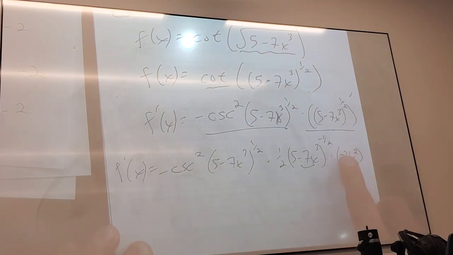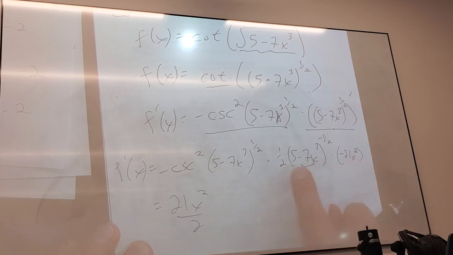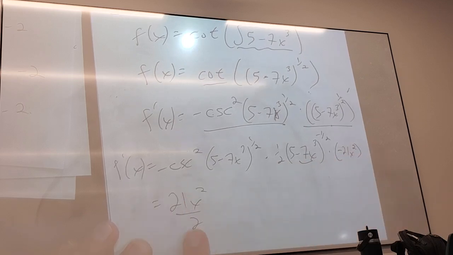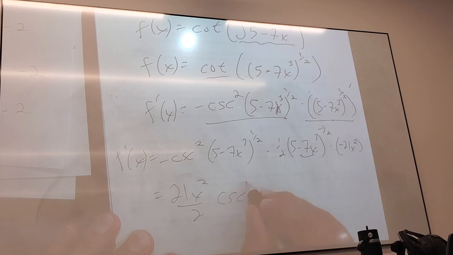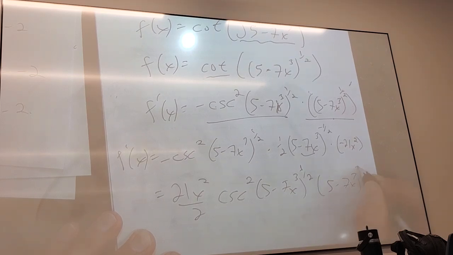And now I can bring that out front, for example. You guys with me? Do you see how there's a negative here and a negative there, so it'll become positive. 21x squared, I can put that out front over 2, is that cool? So I can put all my single terms together, the numbers and the x squares, and then that can be in front of cosecant squared. And then I got my 5 minus 7x cubed to the negative 1/2.